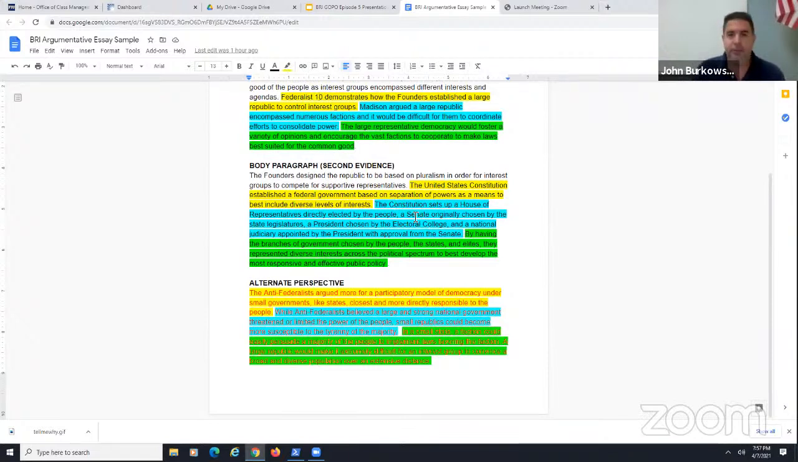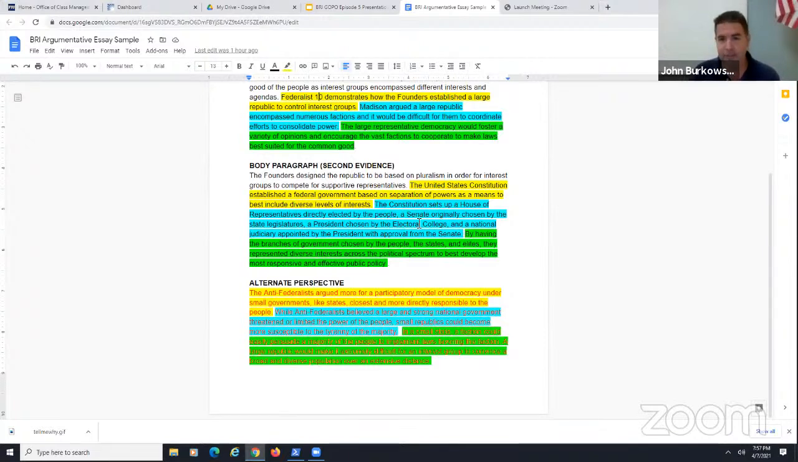Well, all right, let me describe some relevant characteristics of that. It sets up a House of Representatives directly elected by the people. See how specific I am? Senate originally chosen by the state legislatures. President chosen by the Electoral College. National Judiciary appointed by the President with approval from the Senate. Very specific. Back to that question somebody asked, do I have to put Article 1? No, you notice I didn't do that here.